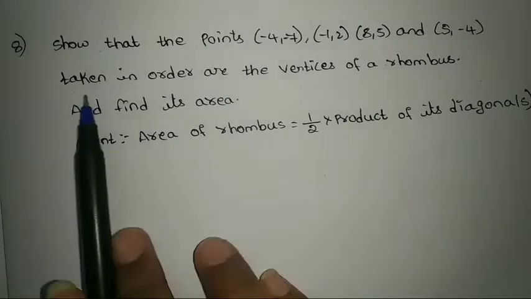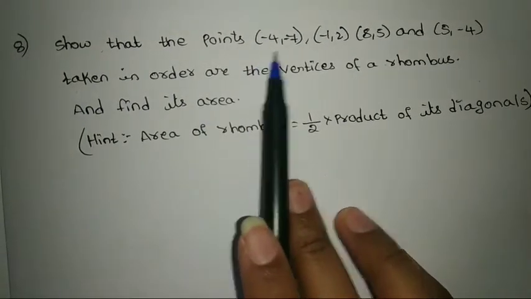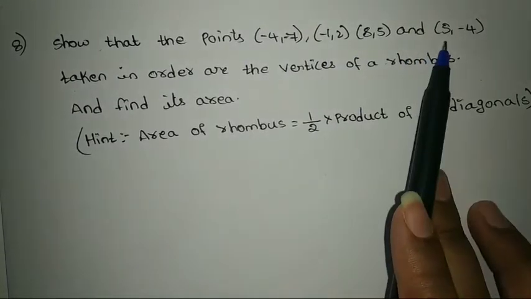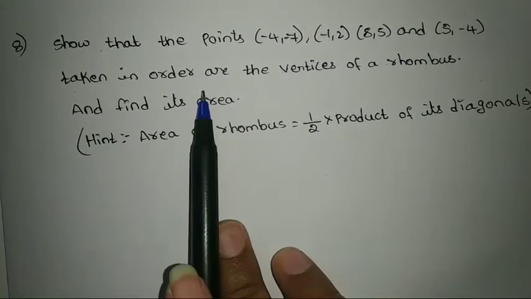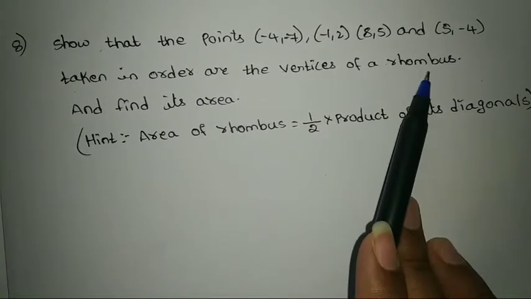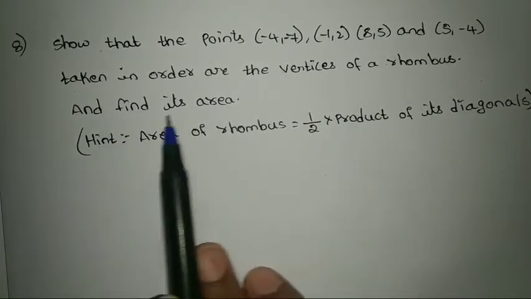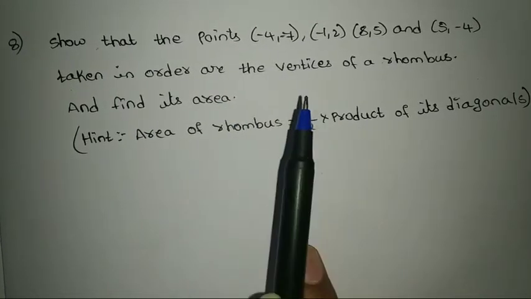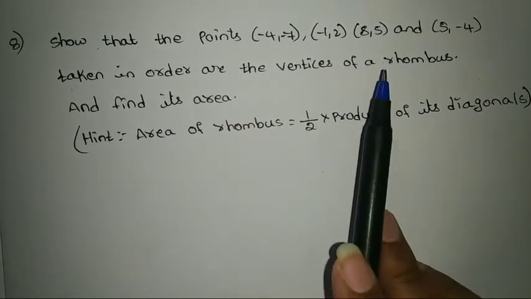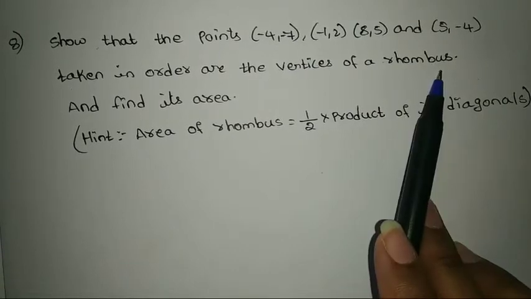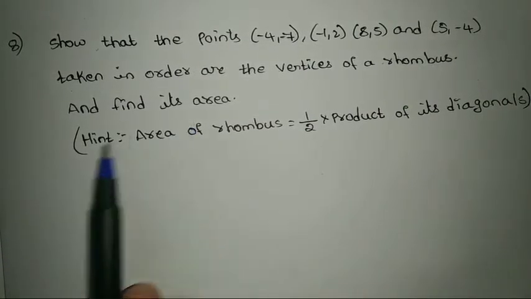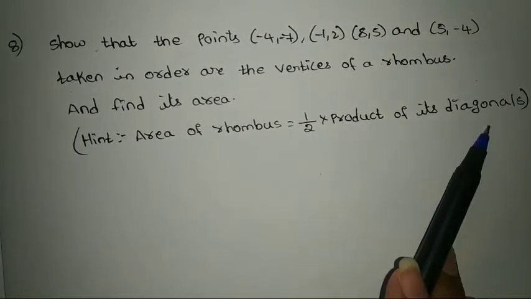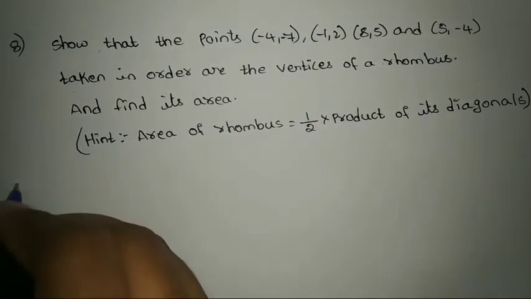Eighth problem. Show that the points minus 4 comma minus 7, minus 1 comma 2, 8 comma 5 and 5 comma minus 4 taken in order are the vertices of a rhombus, and find its area. We have to find two things here. First we have to show the rhombus and next find its area. Hint is given, area of rhombus is equals to half into product of its diagonals. Okay, so let's do the solution.